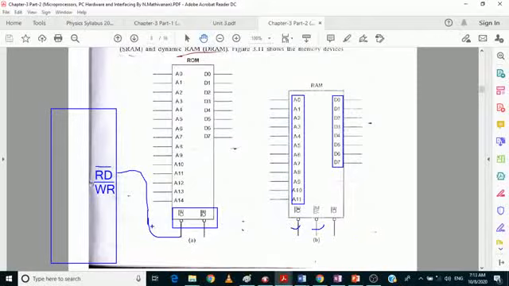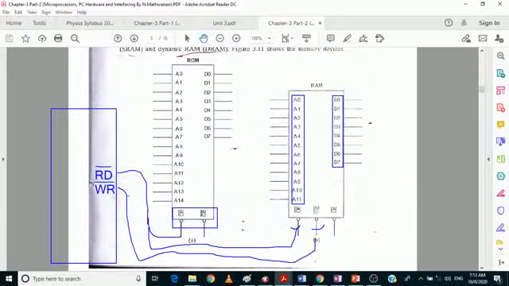So the output enable signal of the RAM is connected to the read signal, and the write signal is connected to the write signal of the RAM. Compared to the ROM, we can perform the read operation as well as the write operation on the RAM device. This chip enable signal is connected to one of the outputs of the address decoder. We will see that part as we move on.